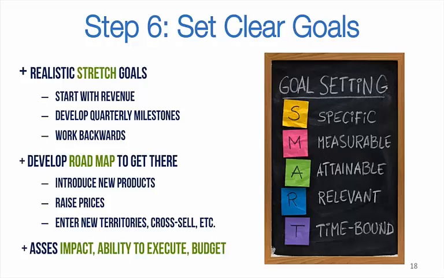Okay? And the final step there is to assess the impact, the ability to execute, and the budget of those ideas that you come up with. Okay? Because not all ideas are equal. Not all of them are going to be the same amount of effort to execute. Not all of them are going to take the same amount of investment to pull off. And not all of them will have the same impact. So you've got to sit down and look through those ideas and say, okay, out of all of these, based on our impact, based on the ability to execute, and based on the budget, which ones do we feel best about? All right?